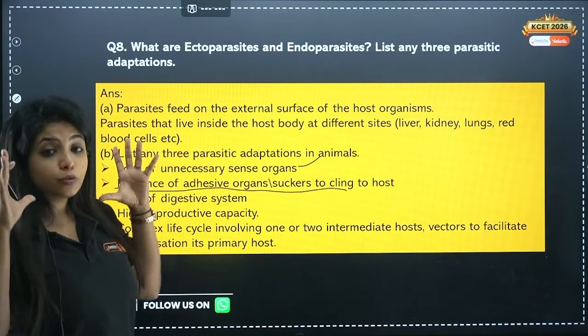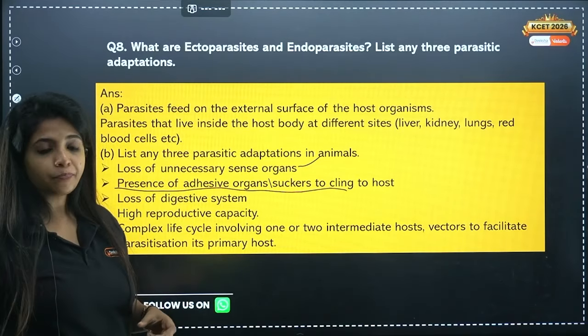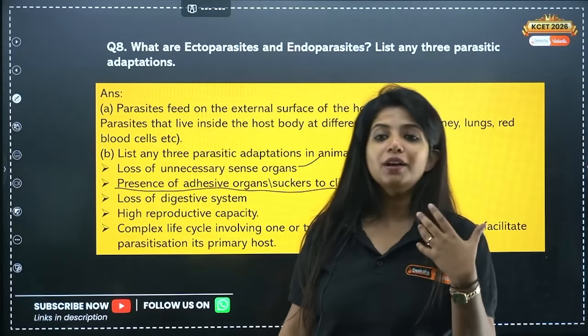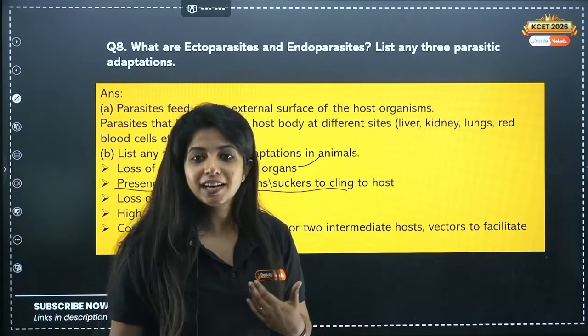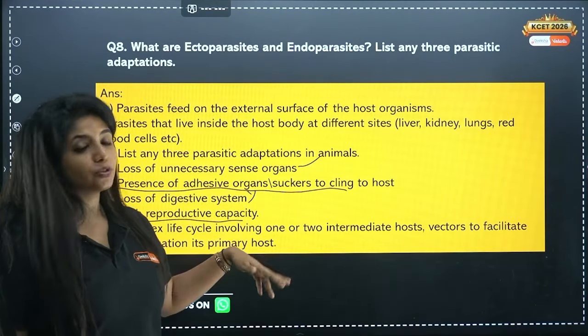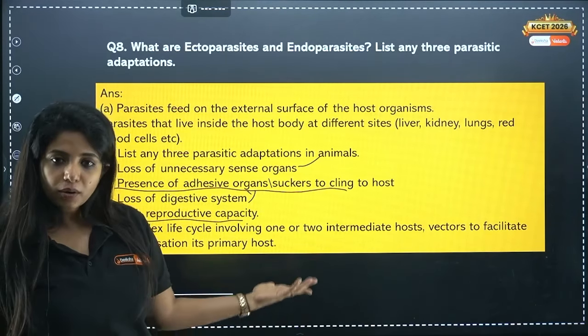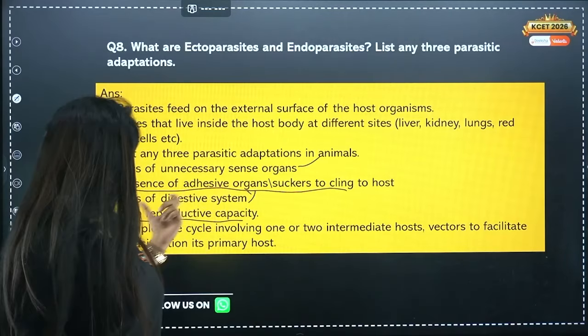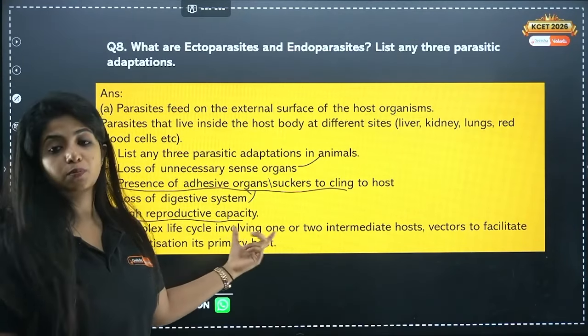No protrusion should be there in the body. Their body should be like this, slim. Now, loss of digestive system, because, my dear children, they are already feeding on the simpler nutrients in our body, so they do not need a digestive system of their own. High reproductive capacity, so that they can increase in number and affect us more. And a complex life cycle involving 1 or 2 intermediate hosts, and vectors to facilitate parasitization in its primary host.